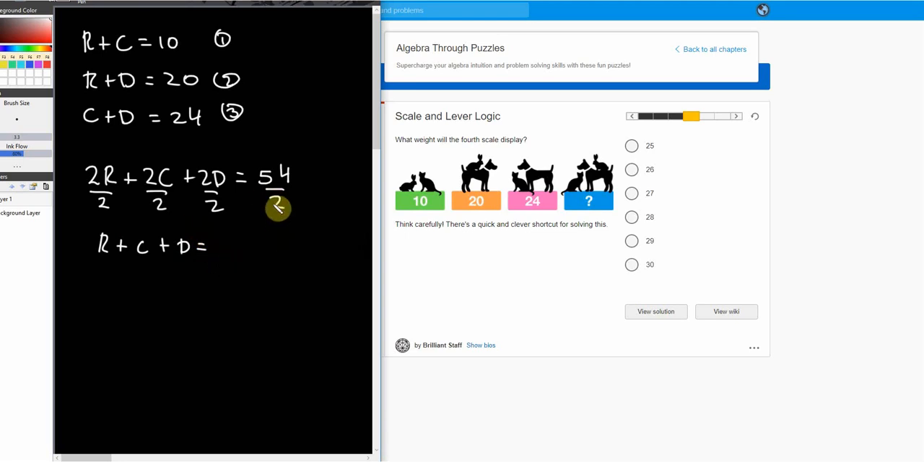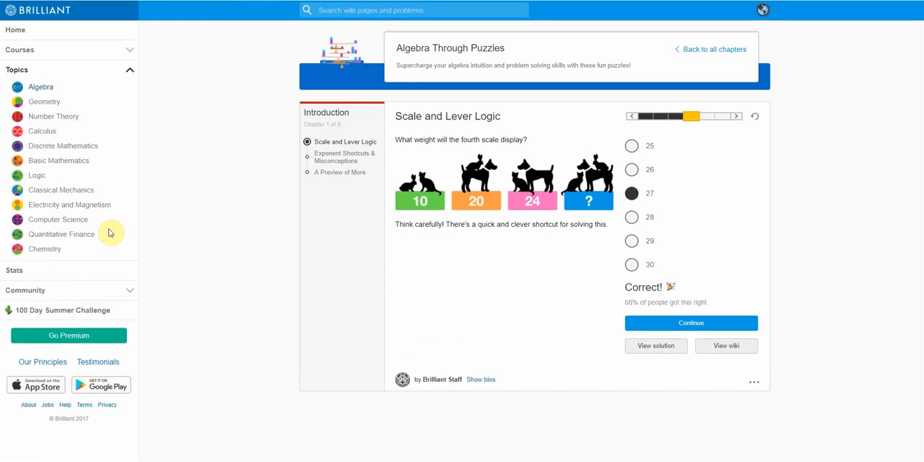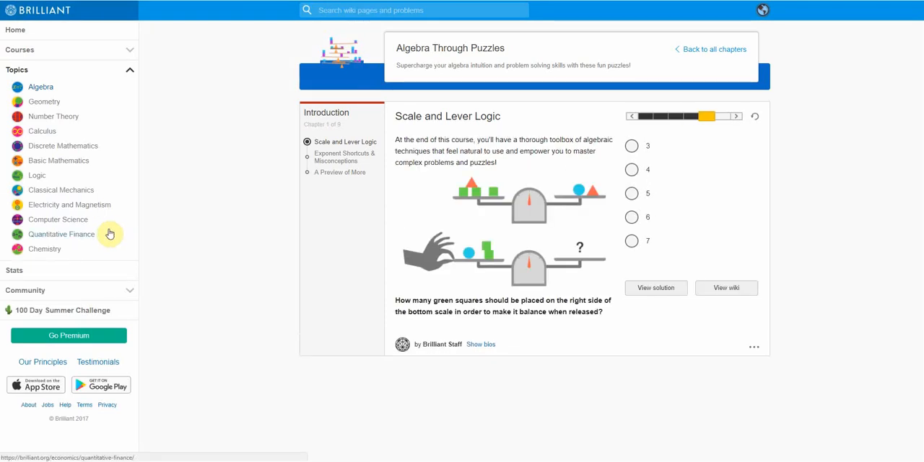And 54 divided by 2 is 27. Just going to double check. 7 times 2 is 14. Yeah, 54. Okay, so 27, and that is our final answer. Yeah, I'm going with 27, and it's correct. Okay, let's do the next problem.